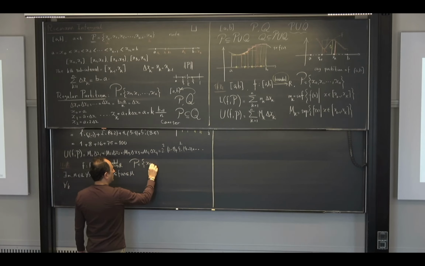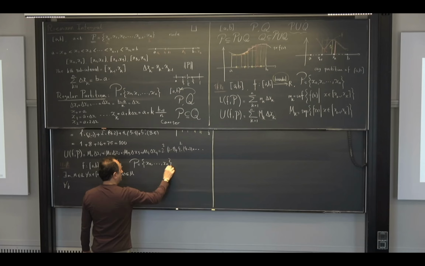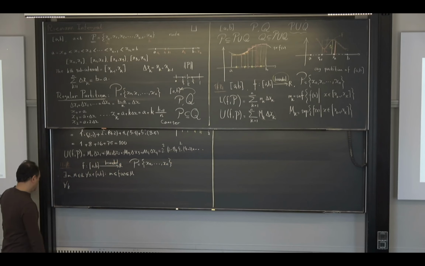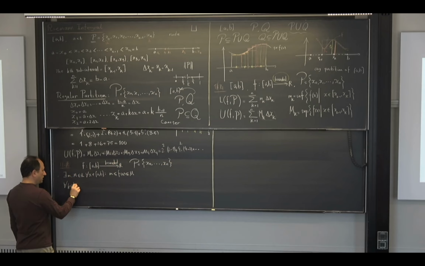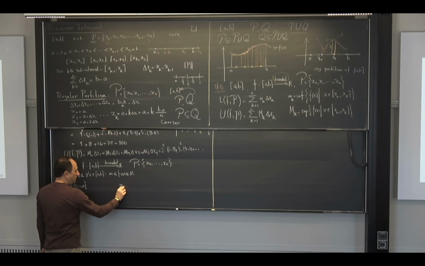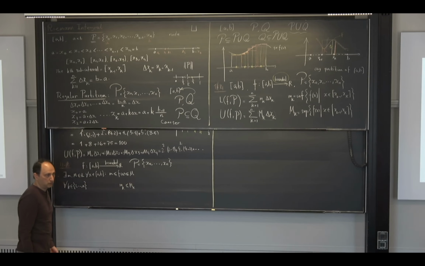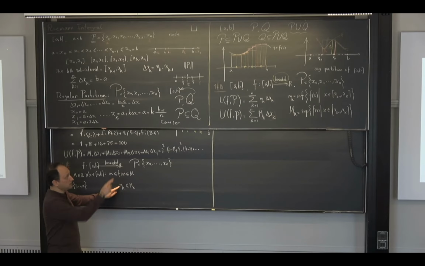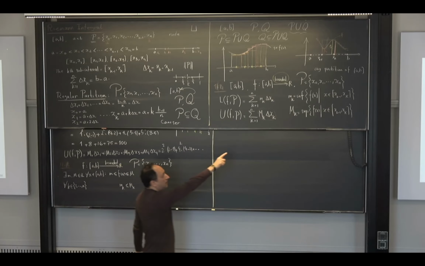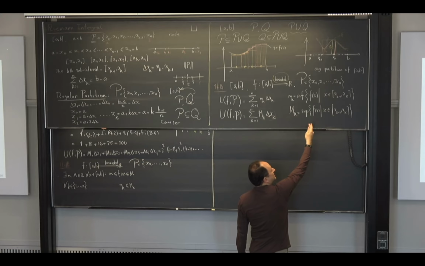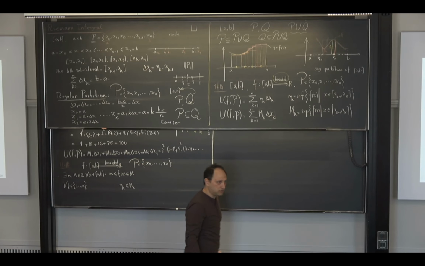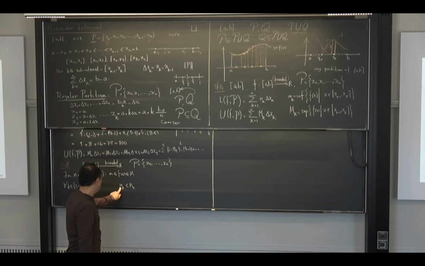Partition is x naught up to xn, a partition for AB. So do you agree that for every k in 1 up to n, you have little mk is less than or equal to capital MK? Do you agree with this one? It is because mk is the infimum, capital MK is the supremum of the same set of values. So the infimum is always less than.